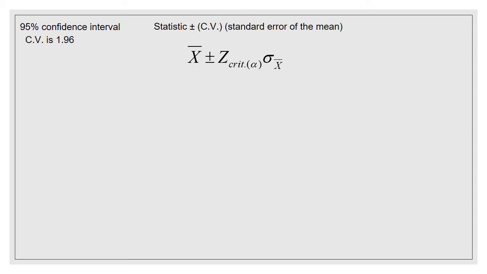I'm just going to do this one more time for the conceptual visualization of what we're doing. So we have the 95% confidence interval. Our critical value is set at 1.96.